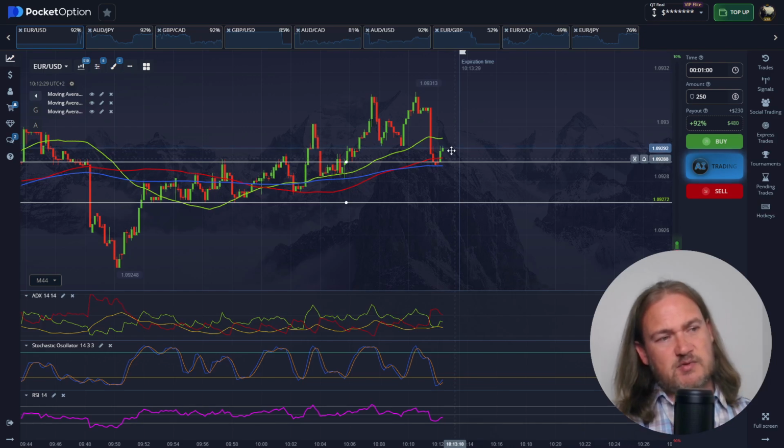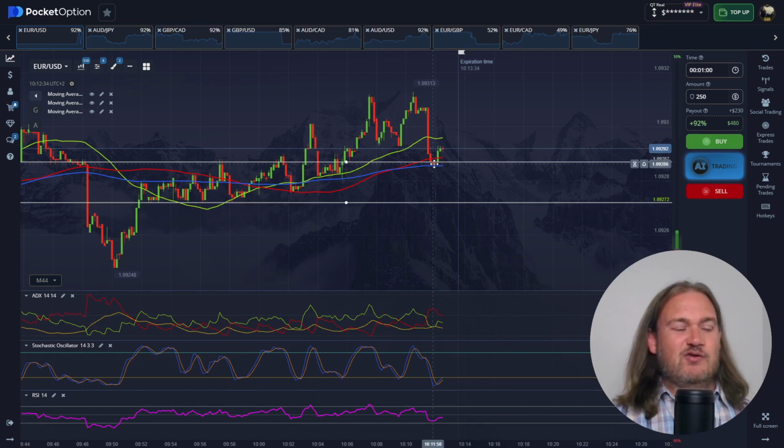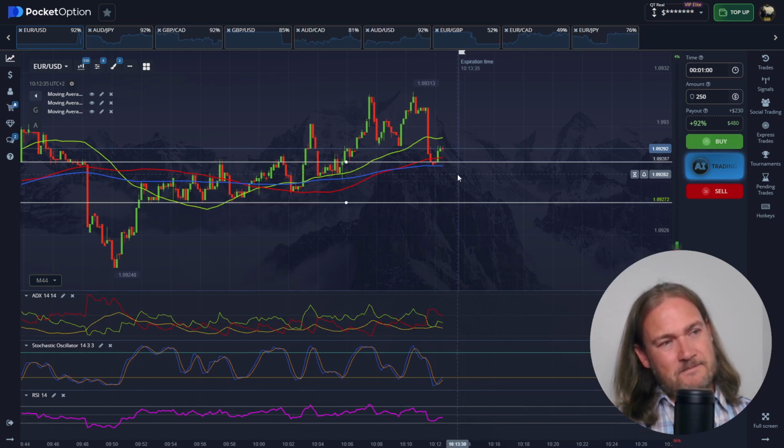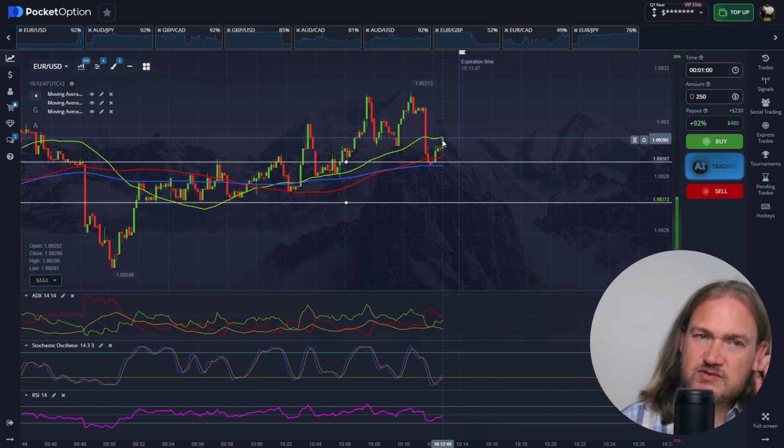I didn't take this trade, but I'm starting to regret not taking it. Looks like it would have been a good one. So let's see, if I took it here, 6 candles later, 1, 2, 3, 4, 5, the next candle after this would have determined if it was a win or not.